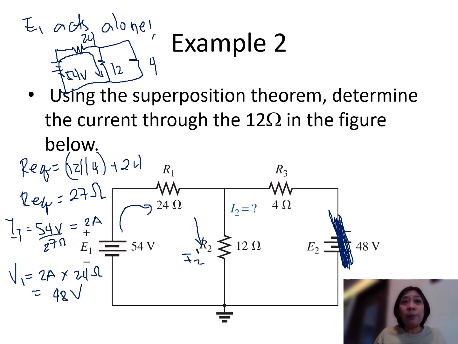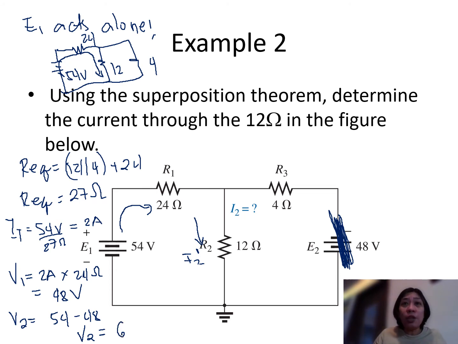Therefore, we can determine the voltage across R2. Let us call that V2. What is V2? V2 is 54 minus 48, because this 54 will divide between 24 and 12. If R1 has 48 volts, what will be the voltage across this 12 ohms? That is simply 54 minus 48. Therefore, V2 is equivalent to 6 volts.